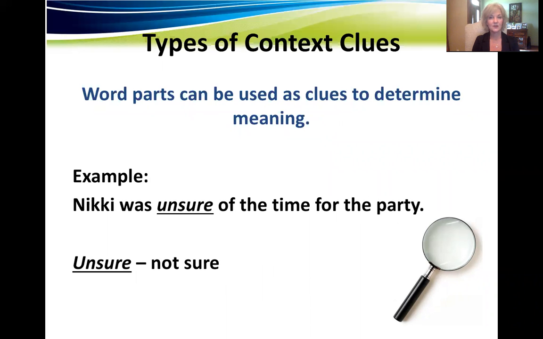Word parts can be used as clues to determine meaning as well. For example, Nikki was unsure of the time for the party. Unsure is the word. We know un is a prefix. Un means not, so we can determine unsure means not sure. Don't forget word parts. Those are the prefixes and suffixes. If we can understand and know what prefixes and suffixes mean, then we can decide on what that word means that we're trying to figure out in the text.